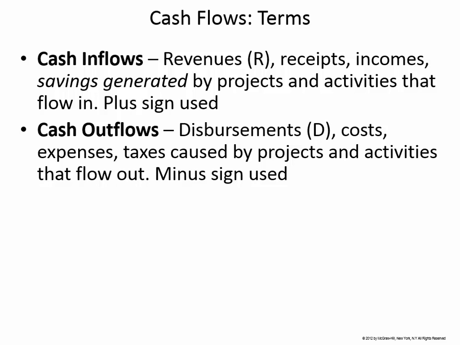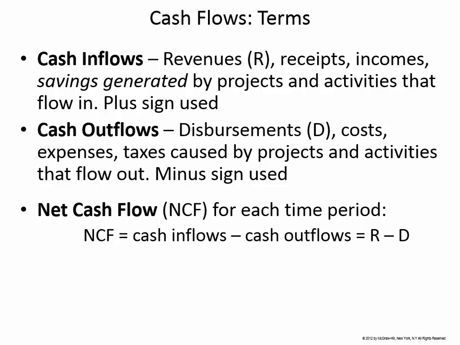Outflows are expenses, disbursements, taxes, anything that makes your savings account get smaller anytime you're spending money. Now the net cash flow, abbreviated NCF, is the difference between the two. The input minus the output. Over time, your accumulation is going to be affected by the net cash flow. So we can say NCF is the difference between in and out. So that is going to affect whether your balance is growing or declining. It's the revenues minus the disbursements.